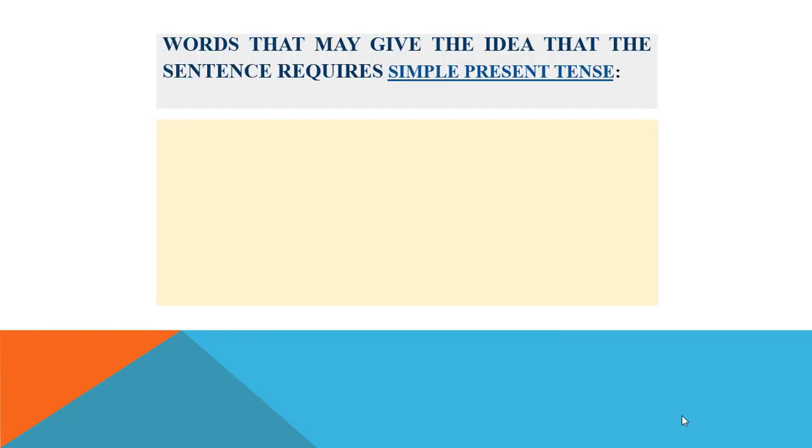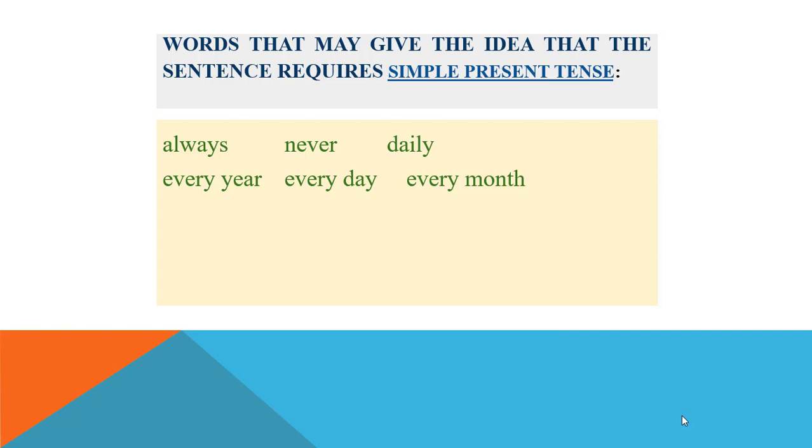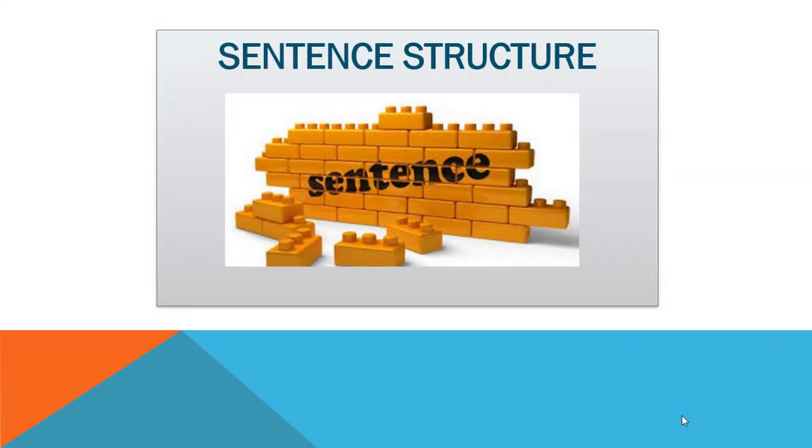These are all the examples of simple present tense. There are some words that may give the idea that the sentence requires simple present tense. It means in some sentences you may have words like always, never, daily, every year, every day, every month, usually, regularly, generally. These words give you a hint that the sentence is in simple present tense. So you have to follow the structure of a simple present sentence.